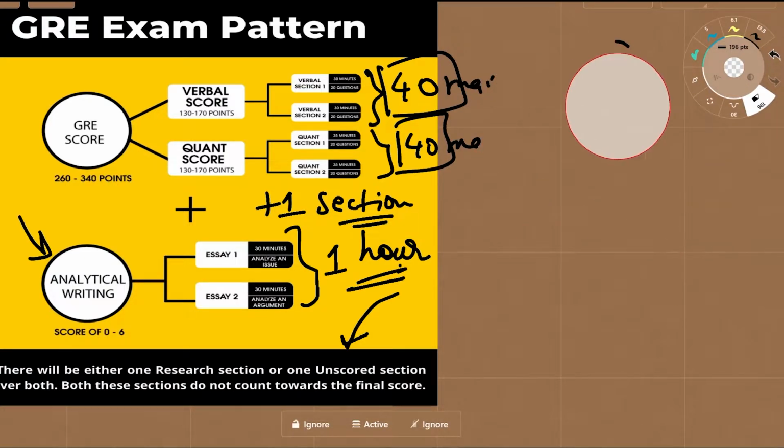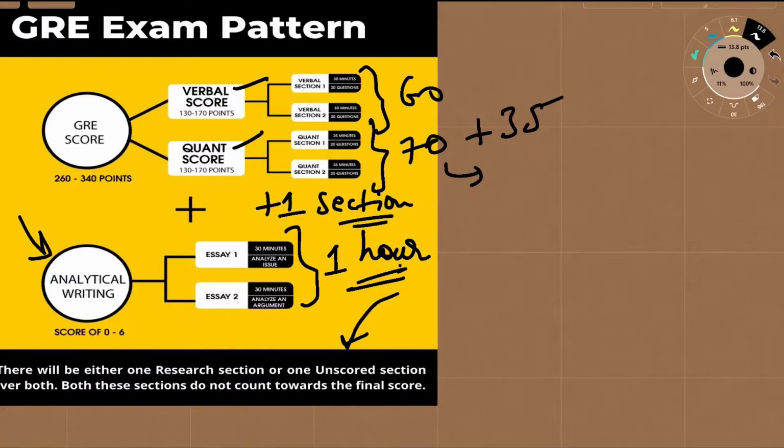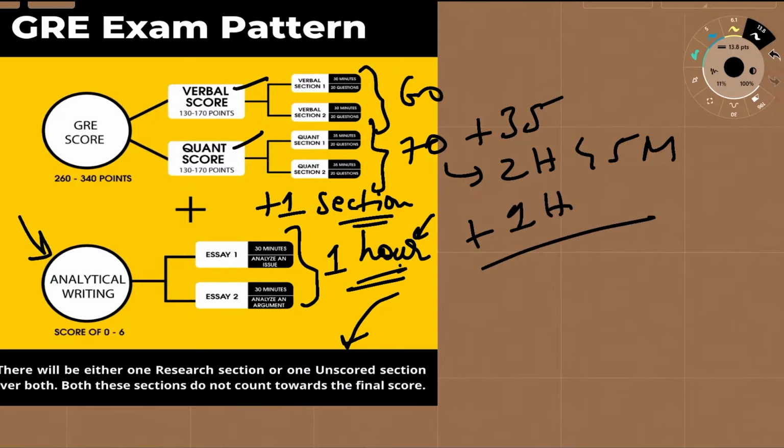Let's talk about the time limit of these sections. So 30 minutes is going to be 60. This is going to be 70 minutes, plus one unmarked section. Now this can be 30 or 35 because this can be a verbal or quant, right? So to be on the safe side, let's take this as 35 minutes. This brings us to 2 hours and 45 minutes. And if we add this 1 hour of analytical writing, or 2 essays, let's add 1 hour. So this will bring us to 3 hours, 45 minutes. So roughly, I would say 4 hours.